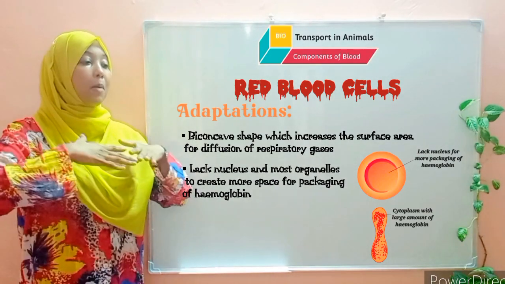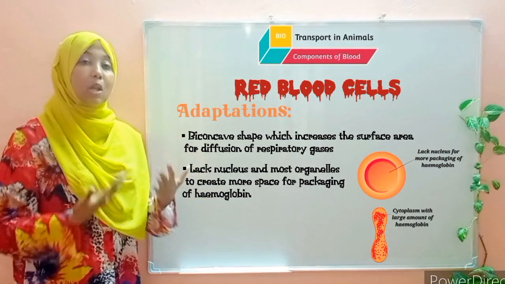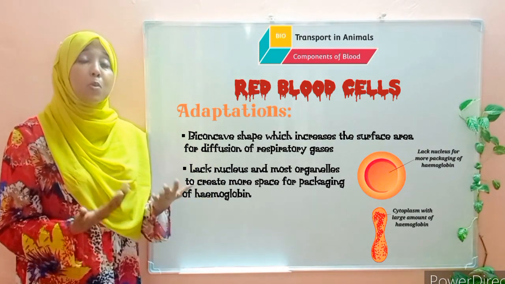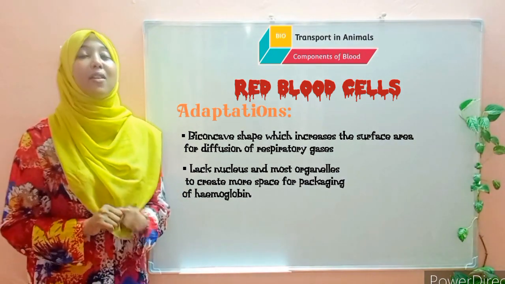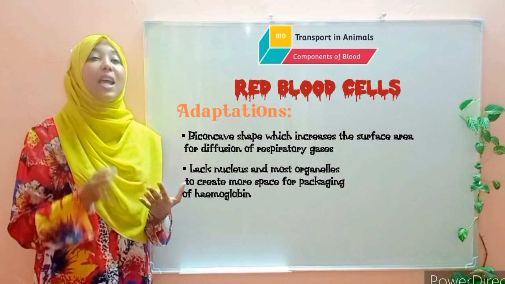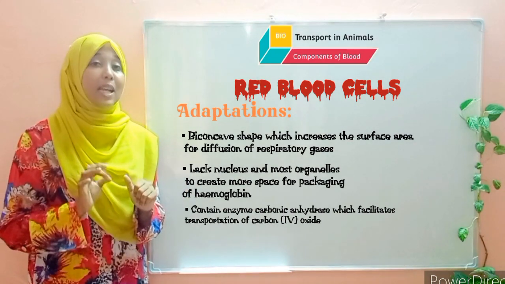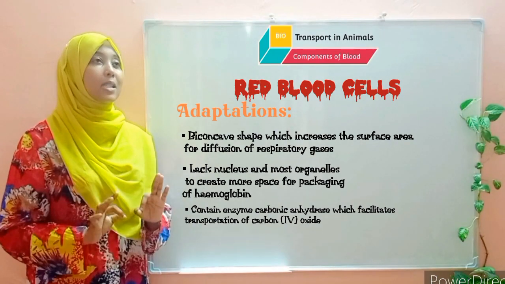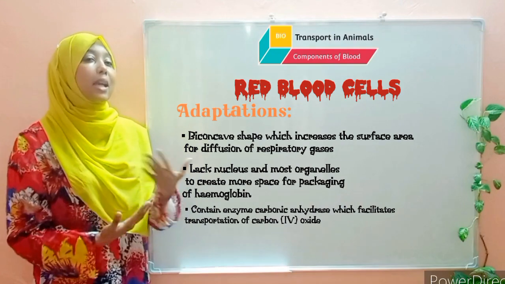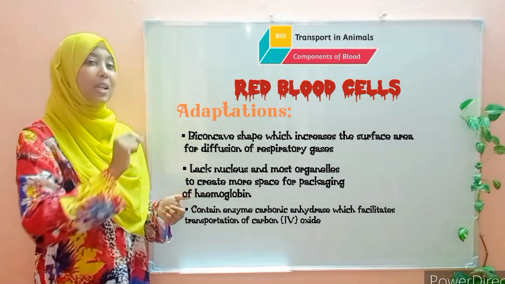So this provides more space for packaging of hemoglobin. So of course, it makes the whole process of transport of respiratory gases more efficient. Moving on to another function of the red blood cells, they contain an enzyme. So within the red blood cells, you have an enzyme by the name of carbonic anhydrase. This enzyme facilitates the transport of carbon dioxide. Now this is something we'll discuss in a little bit.